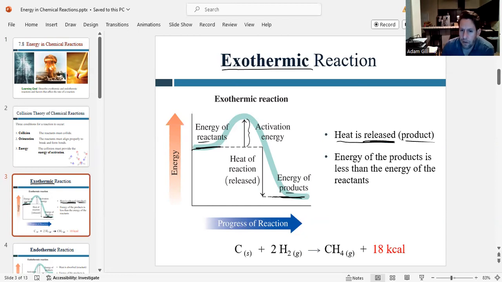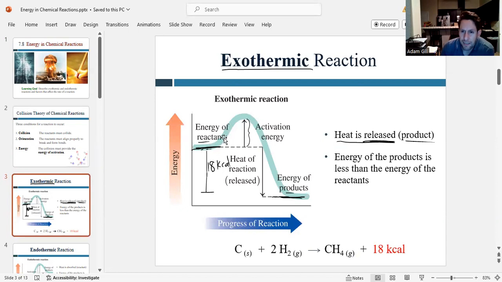So here's an example. Carbon reacting with hydrogen to create methane gives off 18 kilocalories of energy. And so this distance here from the starting energy of the reactants to the energy of the products is 18 kilocalories.